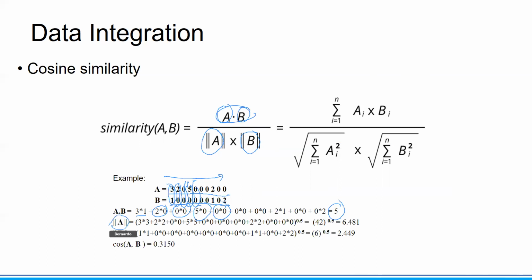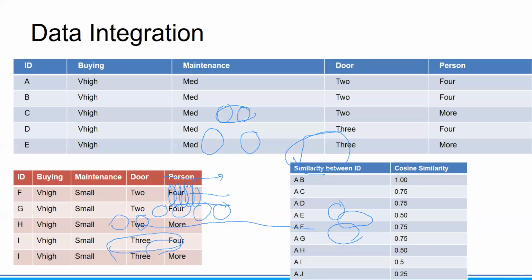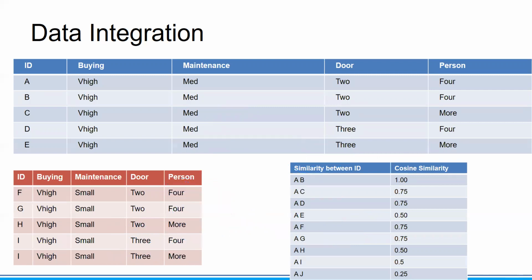And then for the length of A, you can just use the Euclidean norm. That means A squared, you do the summation for all the values, and then take the square root. So this is the value for A, and this is the value for B, and the cosine similarity between A and B is 0.3150. It means the similarity between them is not that high. You can use the idea of cosine similarity like this.